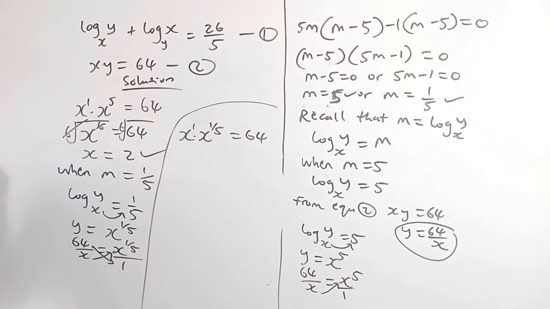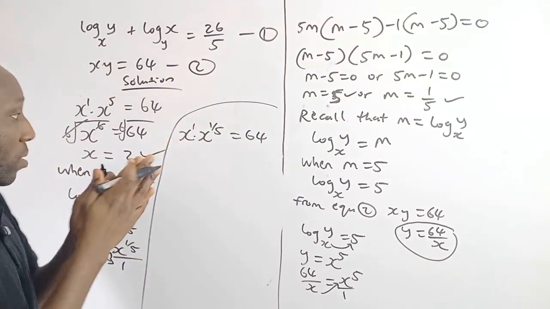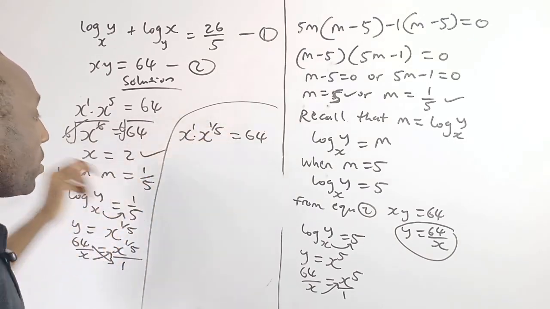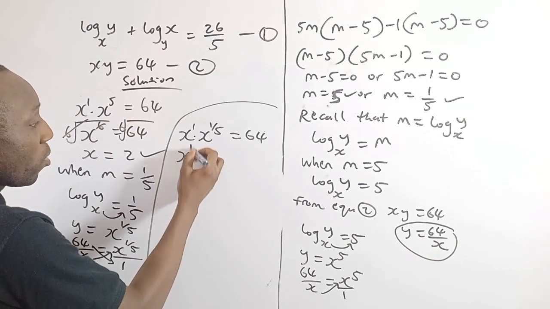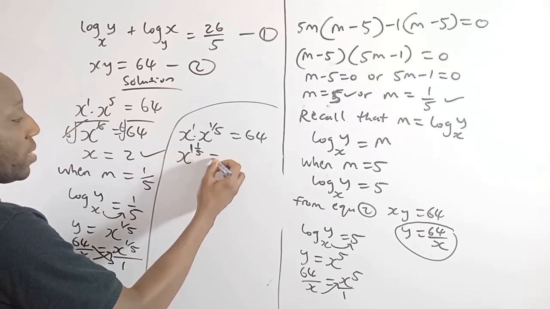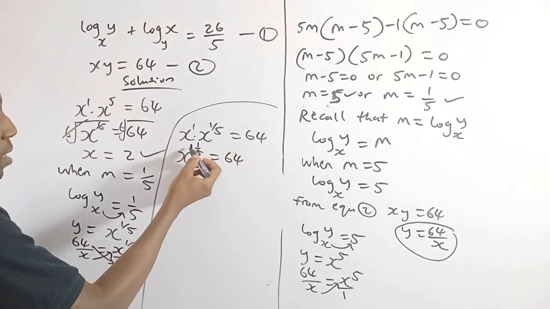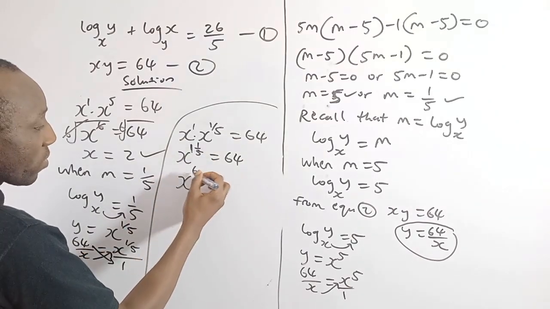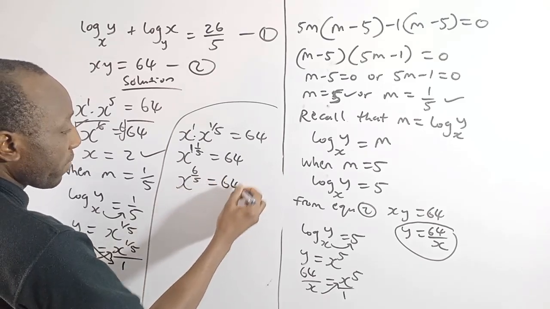Now, there's a power of 1 here. If you add both powers, because using the law of indices, you are to add the powers, they have the same base. So you have x to the power 1 plus 1 over 5 is equal to 64. So what is 1 times 5? That's 5 plus 1 is 6. So x raised to the power 6 over 5 is equal to 64.